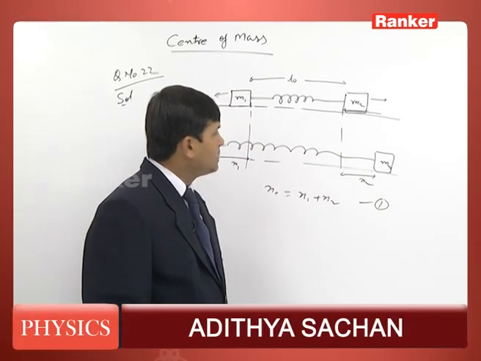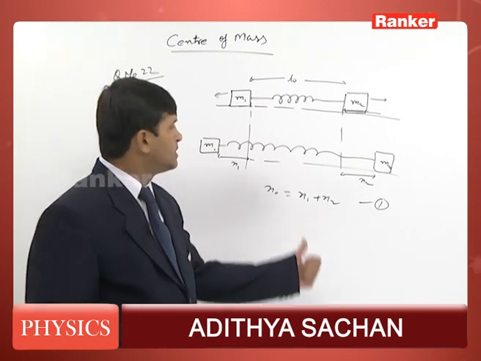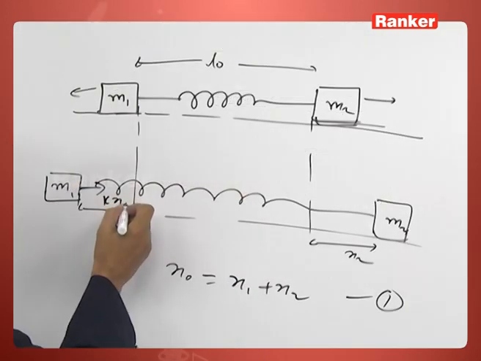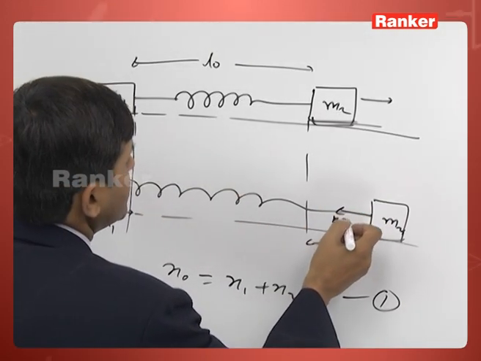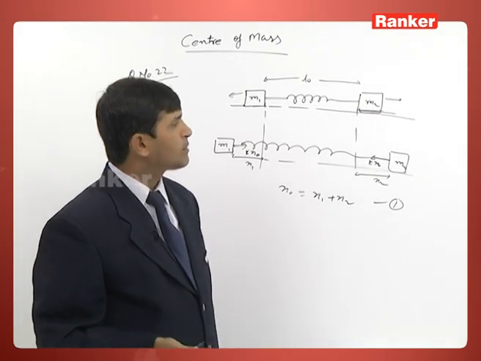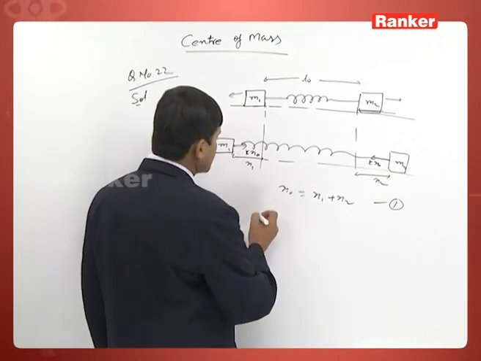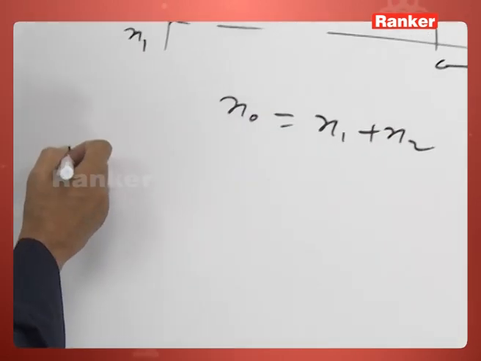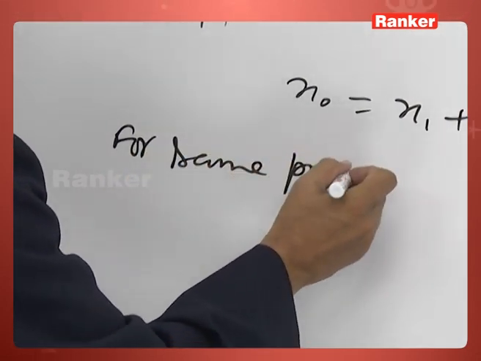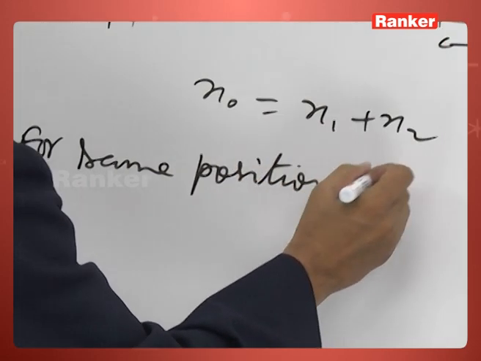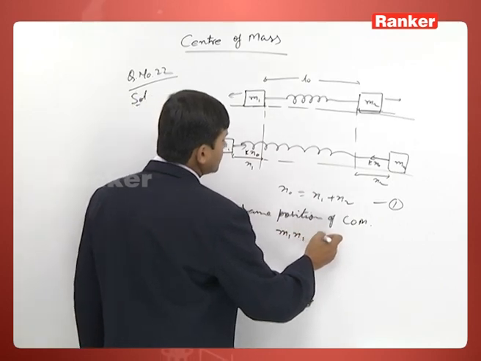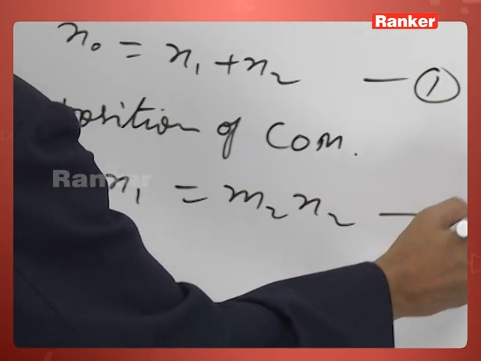Since no external force is acting on the system, whatever force is here, kx0, the same force is on this also, kx0. The external force on the system is 0, so the center of mass will remain the same. So for the same position of center of mass, m1 x1 must be equal to m2 x2.